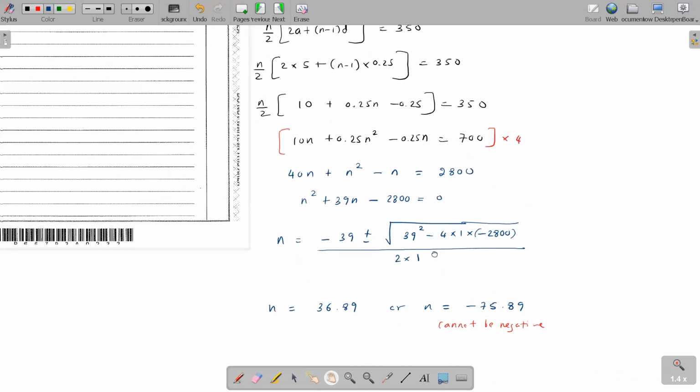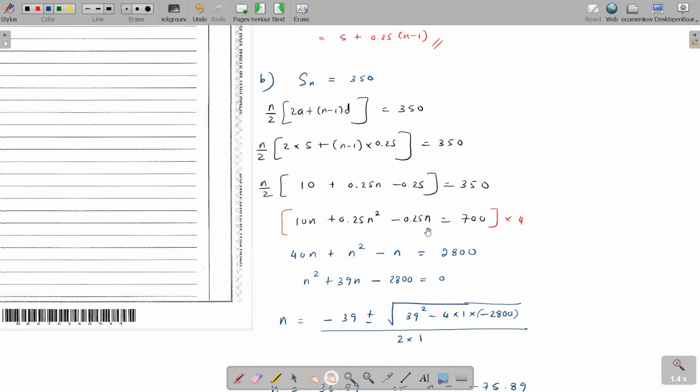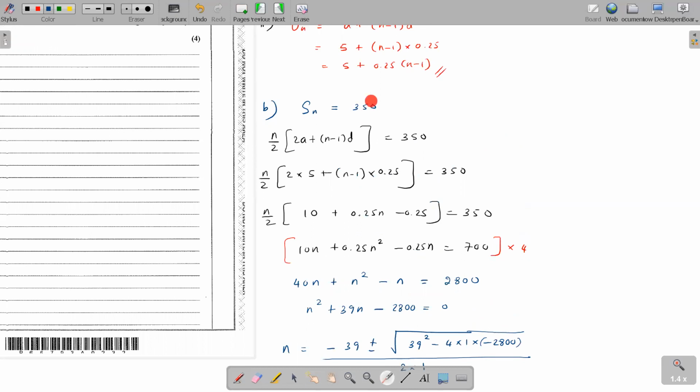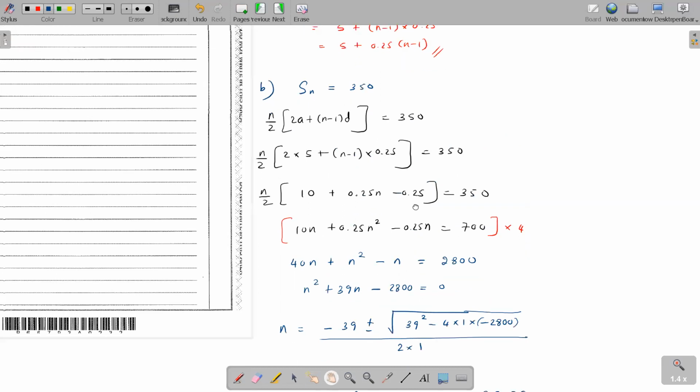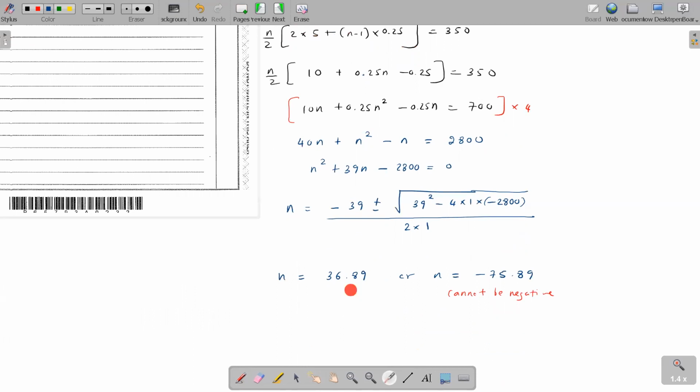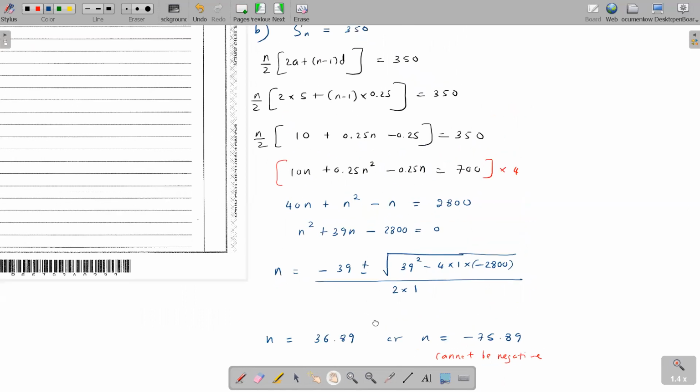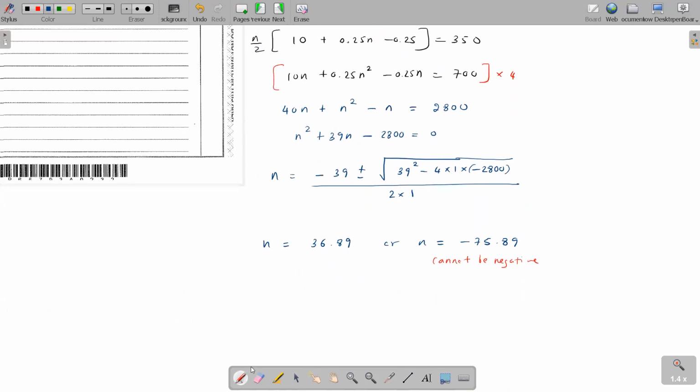So this actually means that you don't have an exact place where you collect exactly 350. So 36.89 is a figure in between 36 and 37, which means in the 36th week your sum is a little bit below the total of 350, while in the 37th week you will get a total exceeding 350 pounds. I'm not going to do that, it's not necessary. The answer here is directly 37 weeks. So writing 37 is more than enough.